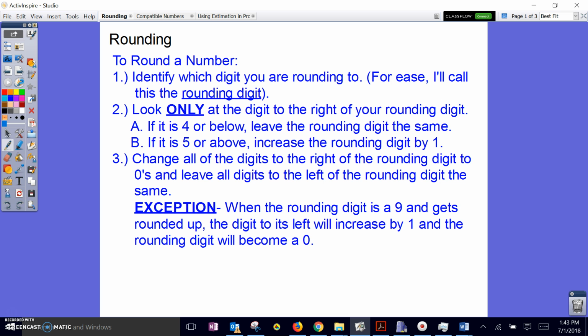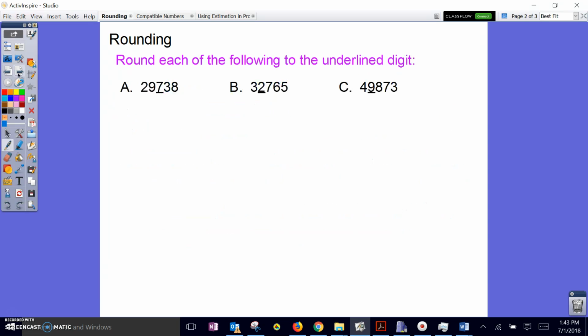There's one exception to this concept. When the rounding digit's a 9 and gets rounded up, the digit immediately to its left is going to increase by 1, and the rounding digit's going to become a 0. Because if we have, say, 97, so that we round the 9 up, there's no digit higher than 9, so we've got to push that up to a 0 and round the digit to the left of it up 1.